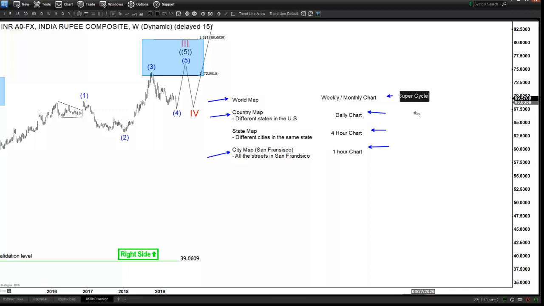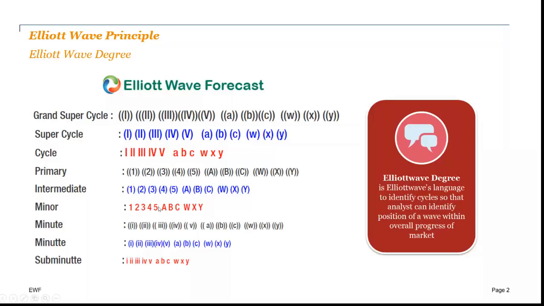Okay, guys, does everybody understand so far about the different degrees? Right. So when you try to label yourself, how do we make sure that the higher degree will not contradict or be different from the lower degree?